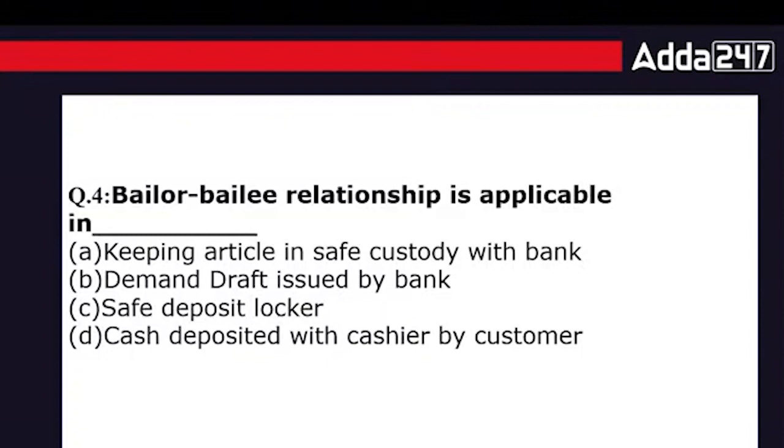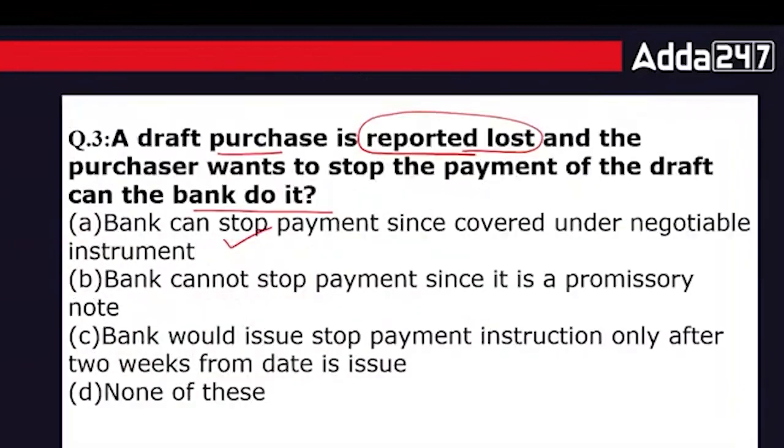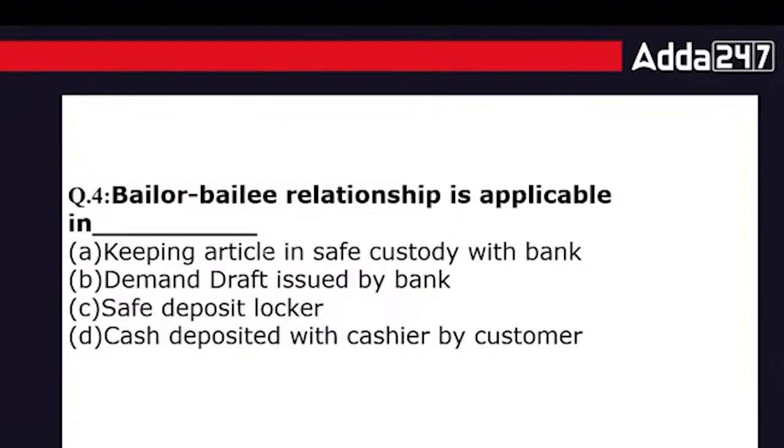So, have you understood what is a hybrid deposit? That is a combination of demand deposit and time deposit. Demand deposit is what, that is payable on demand, low interest rate is there. Time deposit is what, it will be repaid after the expiry of deposit period. I'll just explain you once again what is a hybrid deposit. First just tell me what is the answer of bailor and bailee relationship. See, bailor and bailee, if the safe custody will be there, so answer is what, that is keeping article in safe custody with the bank. A is the right answer.